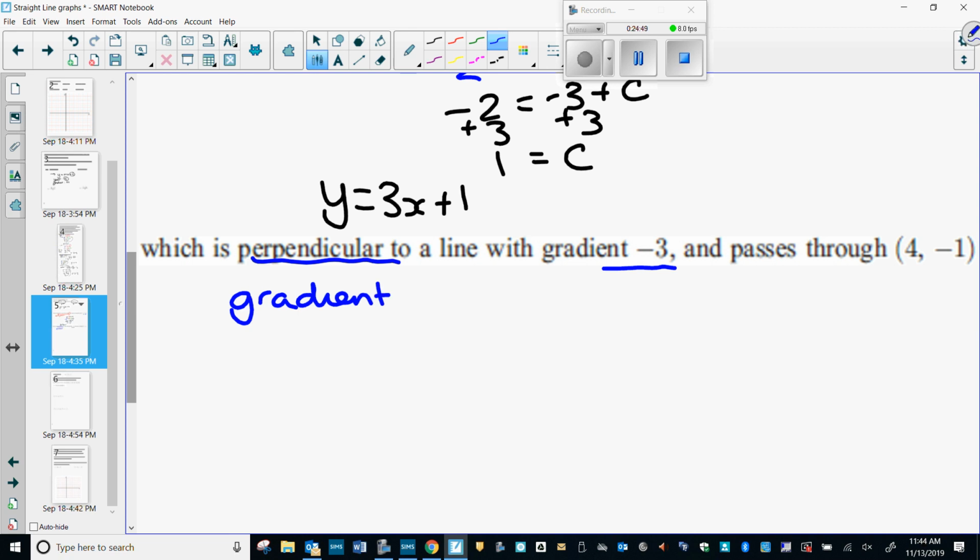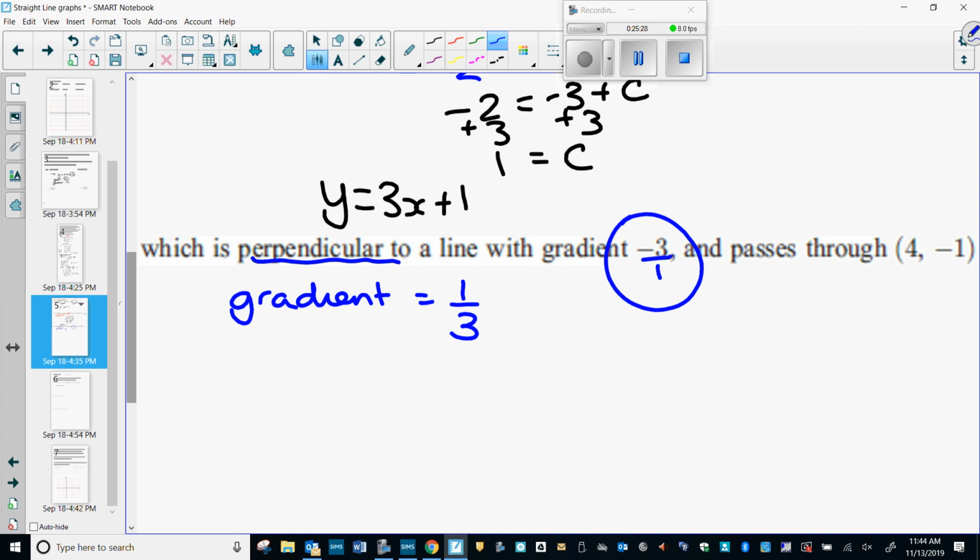Positive 1/3. Remember, this is secretly negative 3/1, isn't it? So reciprocal means you flip it, and the negative reciprocal means we change the sign of it, to whatever the opposite is. So our gradient that we need is going to be positive 1/3. So it's not just the opposite sign, it's the negative reciprocal. You've got to make sure you've got that part in.